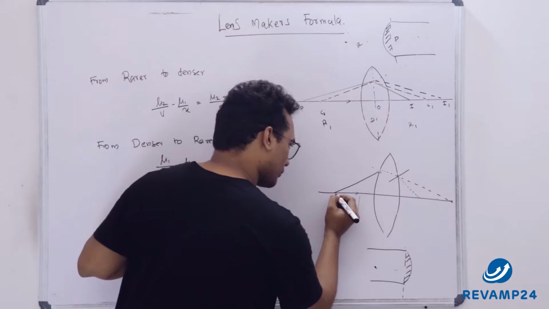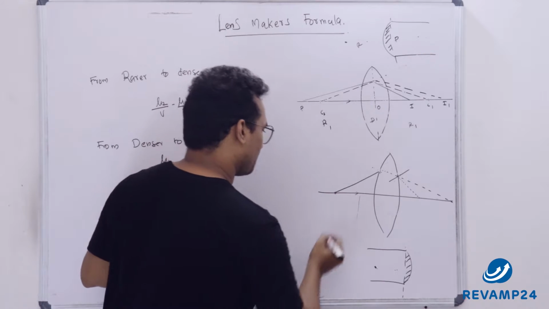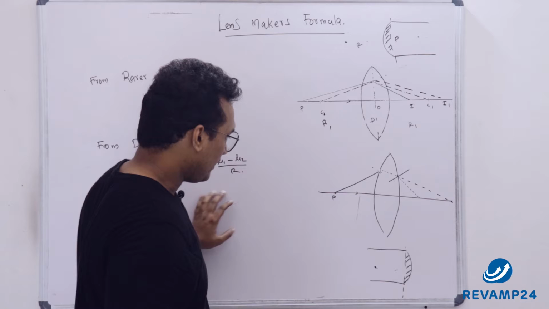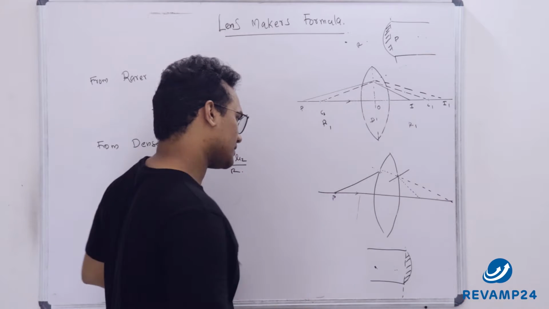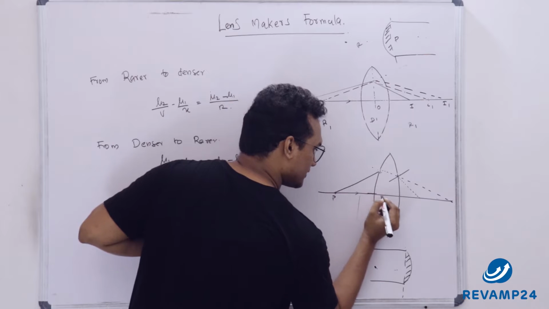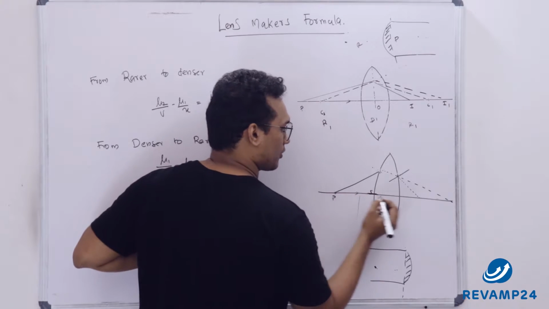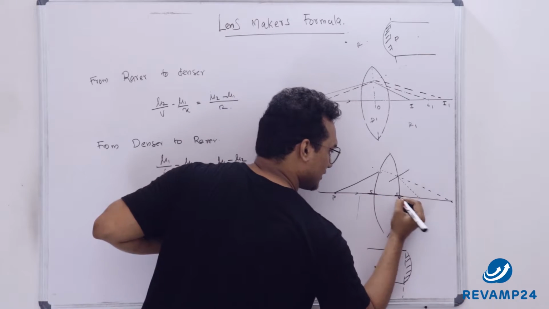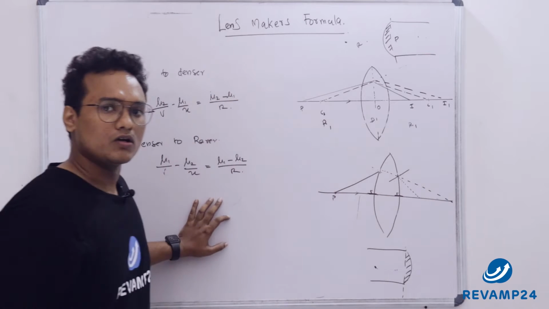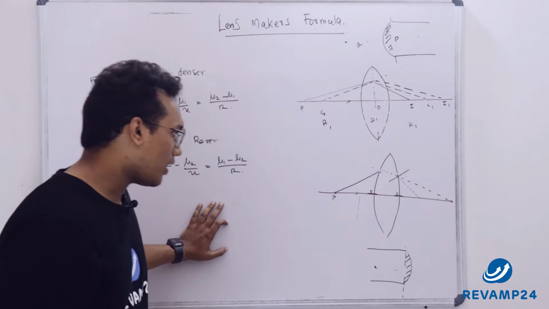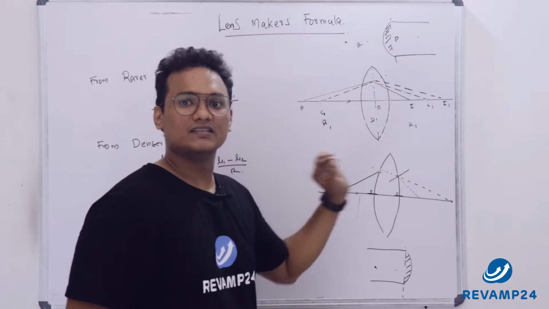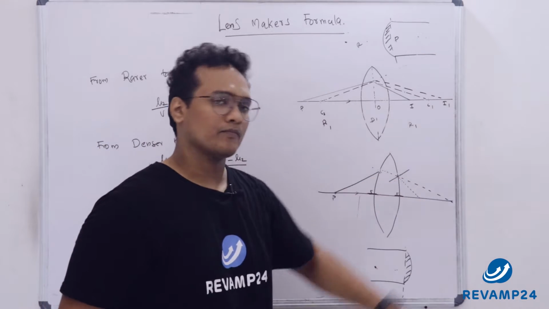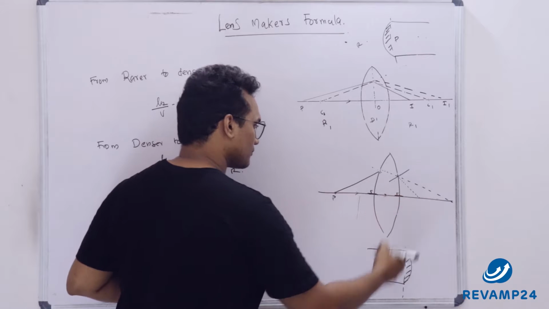So I kept my object here. At P I kept my object, and from the object one ray is going in this direction, which is along the normal to both the surfaces. So at this surface this is the normal, and at the other surface this is the normal. This ray will go undeviated, because the angle made with the normal at both surfaces is 0, so undeviated. One ray in this way.